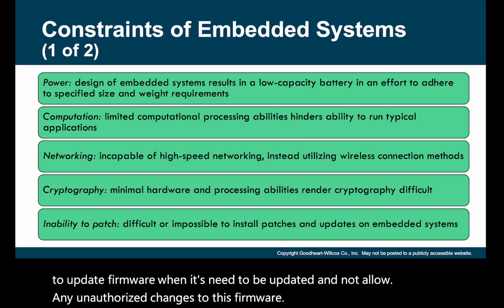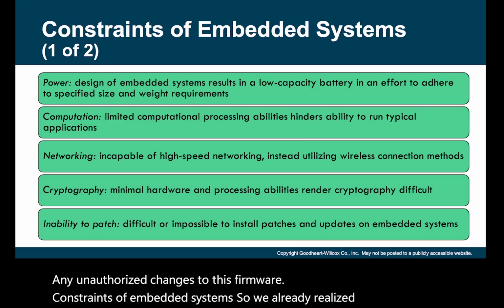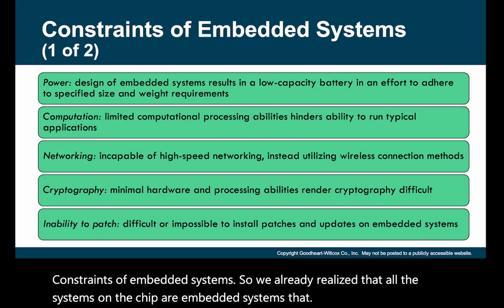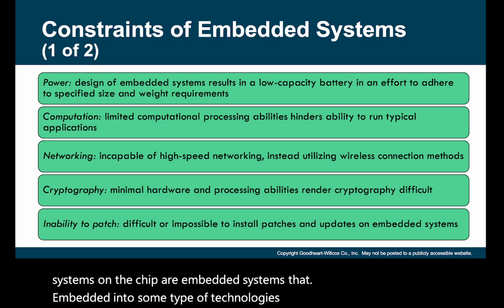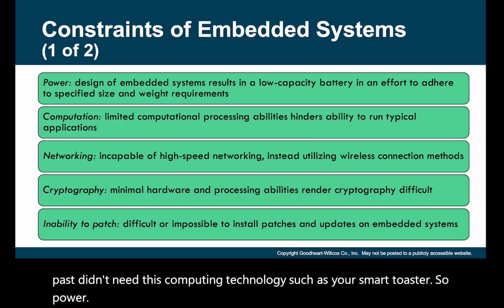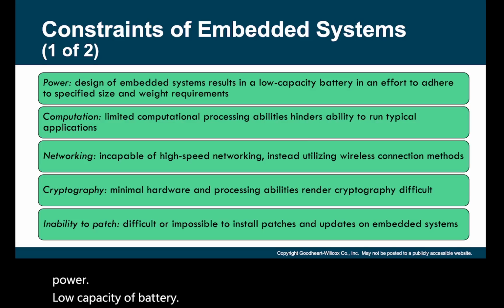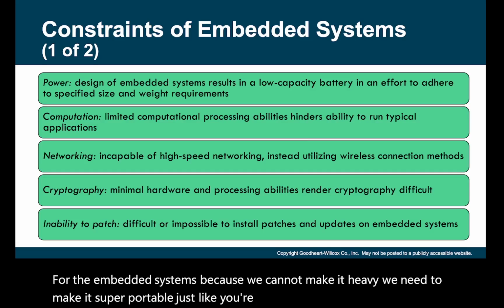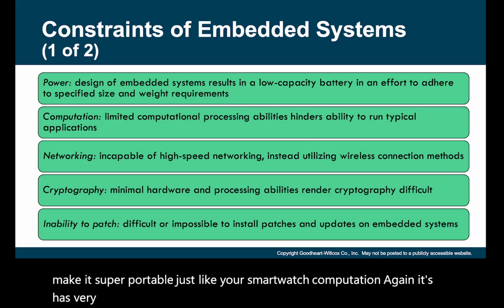Constraints of embedded systems. So we already realized that all the systems on the chip are embedded systems, embedded into some type of technology that previously, maybe in the past, didn't need this computing technology, such as your smart toaster. So power. Low capacity of battery for the embedded systems because we cannot make it heavy. We need to make it super portable, just like your smartwatch. Computation, again, it has very limited computing power, not as powerful as your desktop, laptop, or even your smartphone.